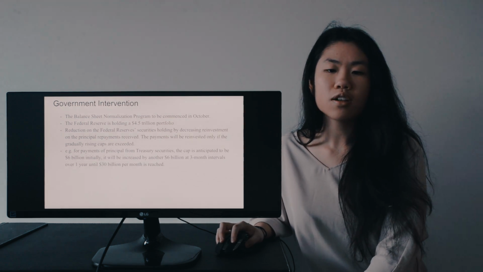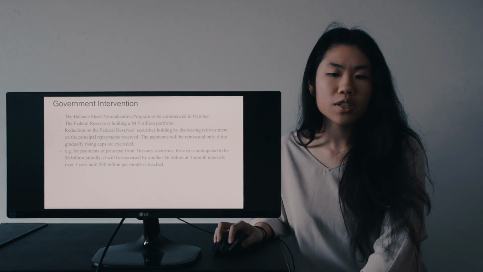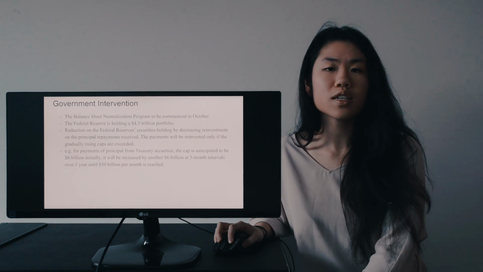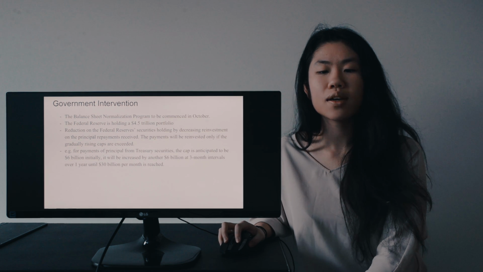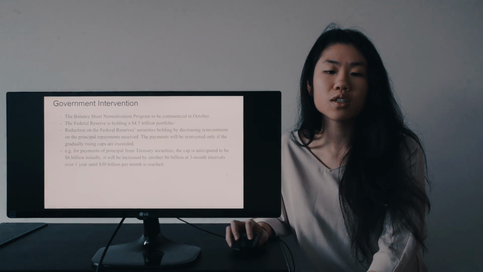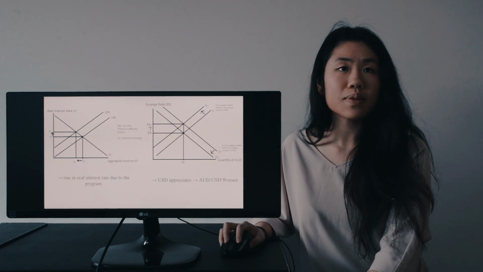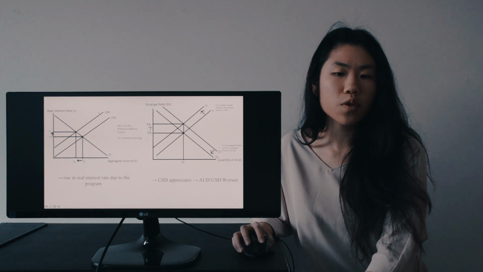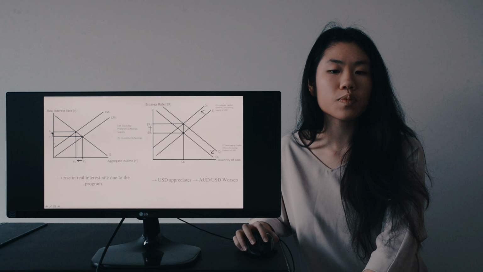However, the US launched the balance sheet normalization program, to be commenced in October, to gradually reduce the Federal Reserve's 4.5 trillion portfolio of securities holdings. So what it means is that the money supply in the market is going to be decreased by a great deal. With the decrease in money supply, it moves the LM curve upward. As you can see, the real interest rate is increased due to the program.